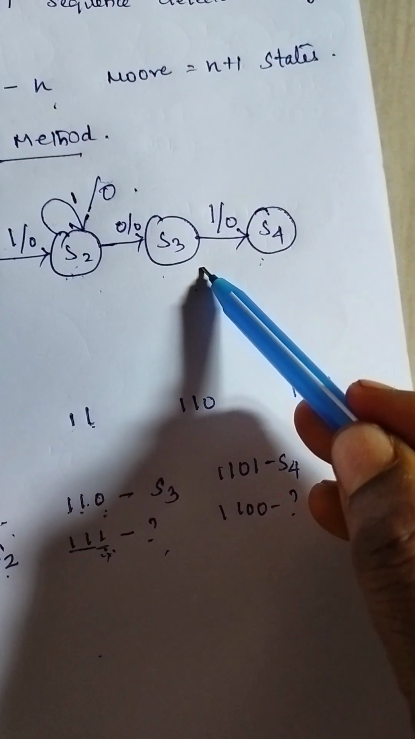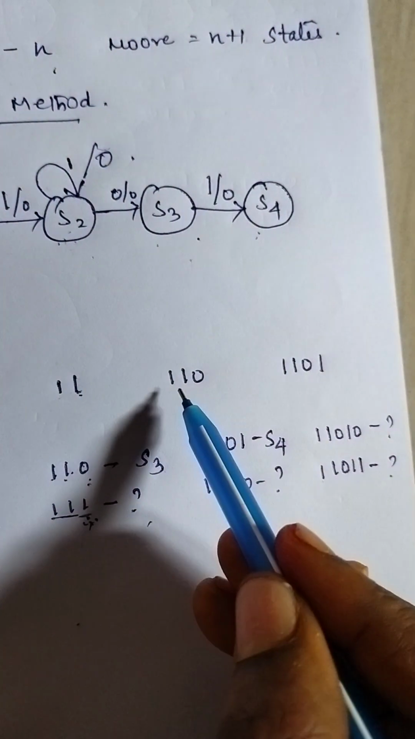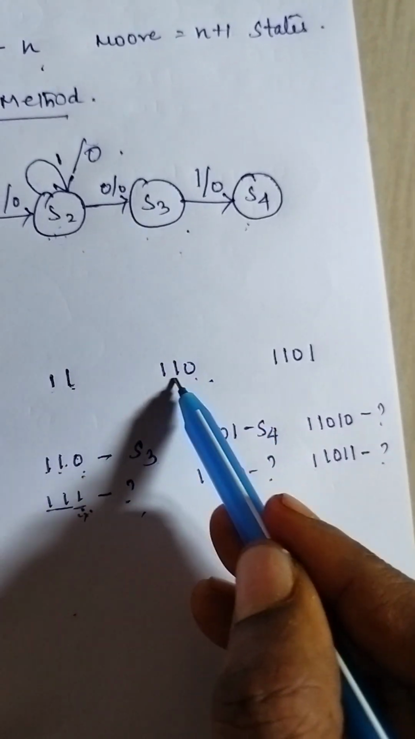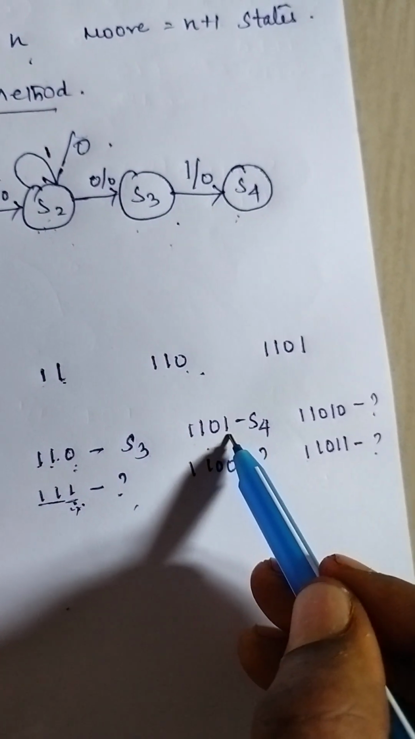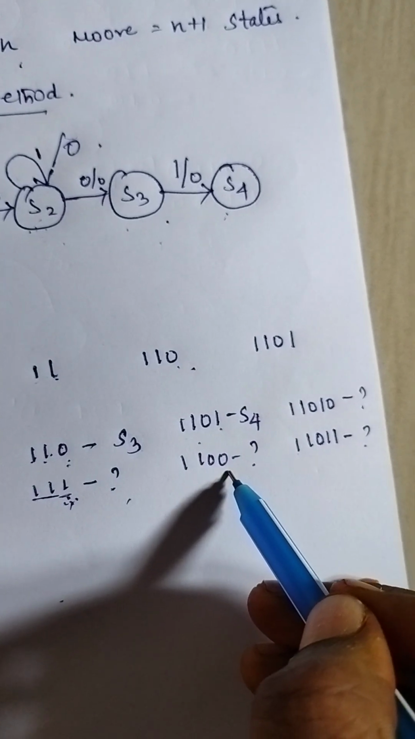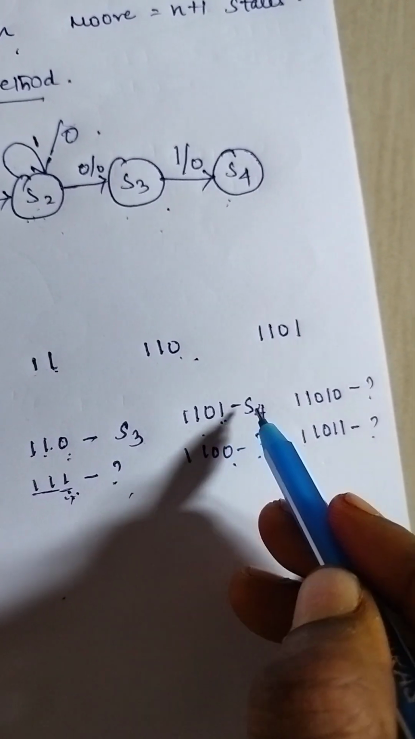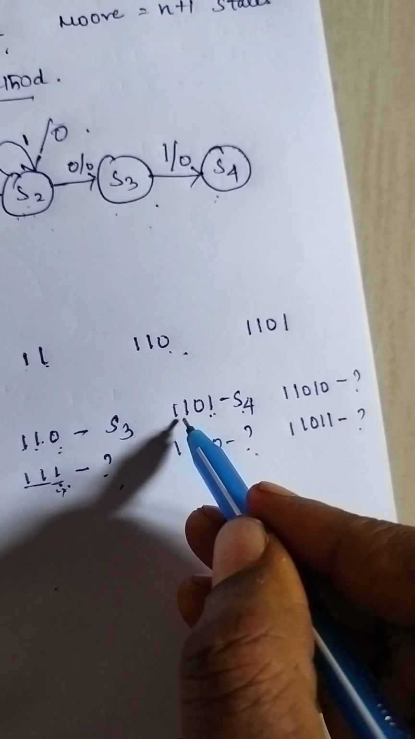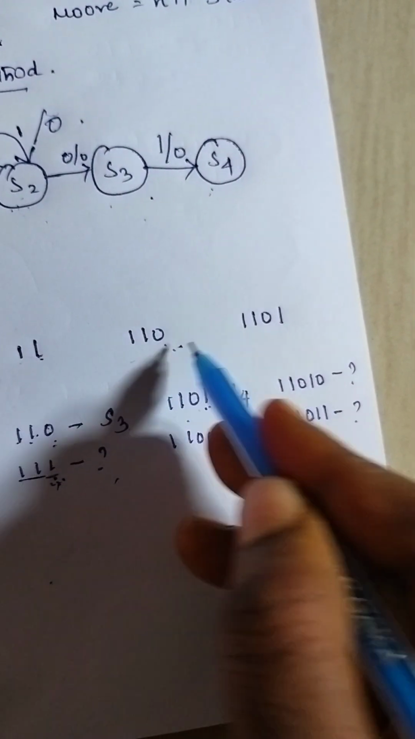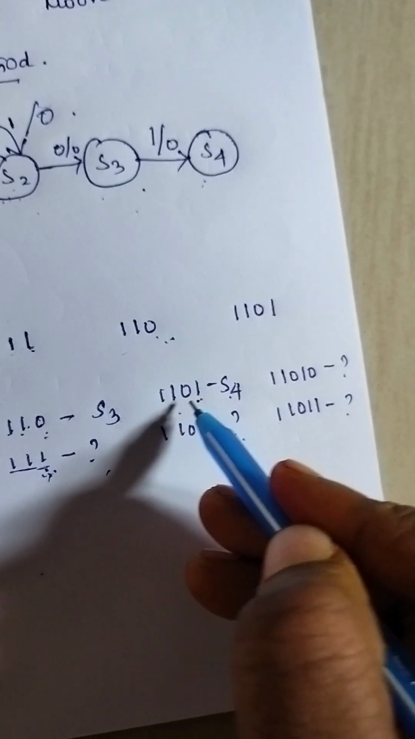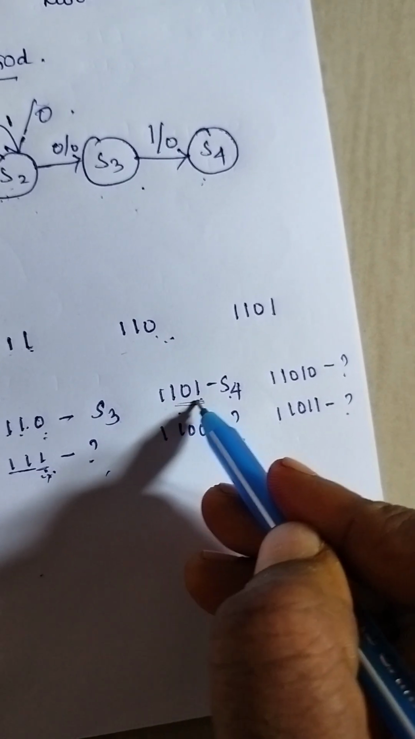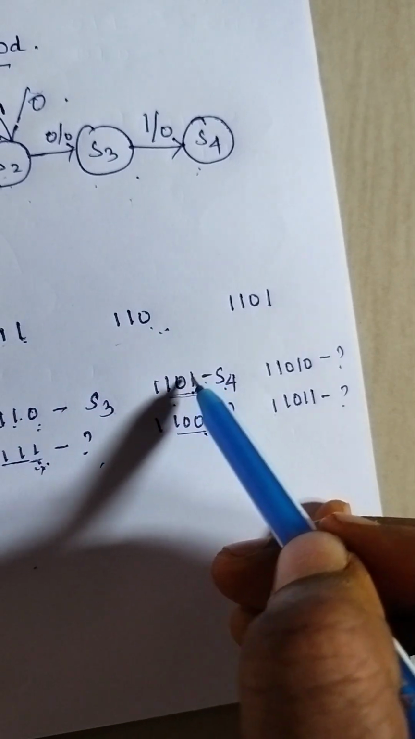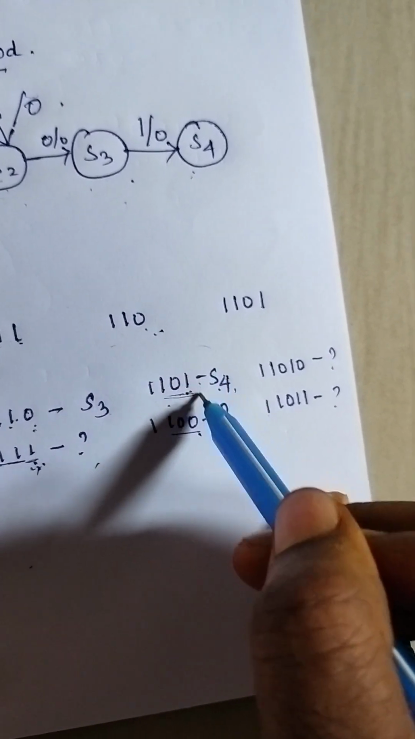Now come to the state S3. Already I said that S3 is equal to 110. Again, my bit might be 1 or might be 0. If it is 1, it is moving to S4. If it is 0, where is it moving? Again, take the last 3 bits and compare with this. If it is 1101, it is moving to S4. So, here we don't have any issues.